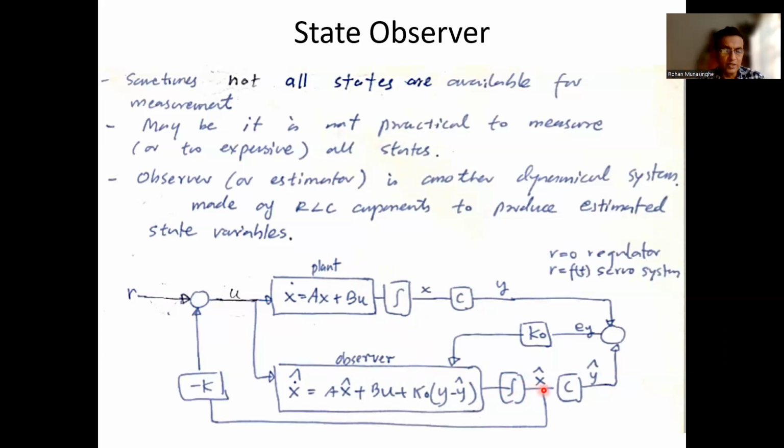Hat means estimates, okay? Not the actual values. The estimate of that value is labeled with the hat. The moment you see the hat, you understand that this is the estimated variable, right? And then once you send it through C, the output matrix, you get y hat. Now you have two different systems, the actual system and the observer, operating in parallel, taking the same control signal u, right? But there's a slight difference between the two systems over here.